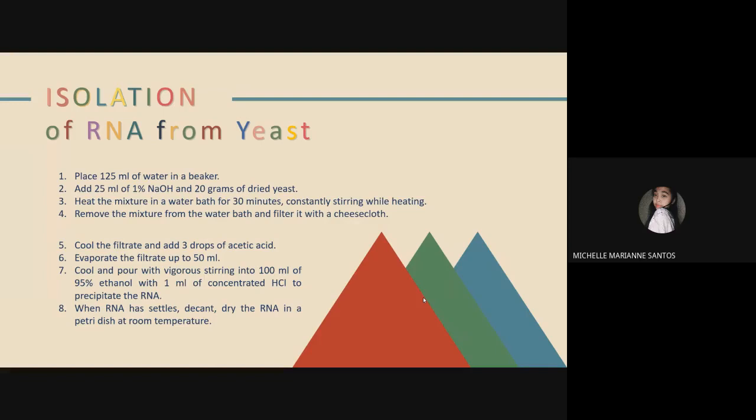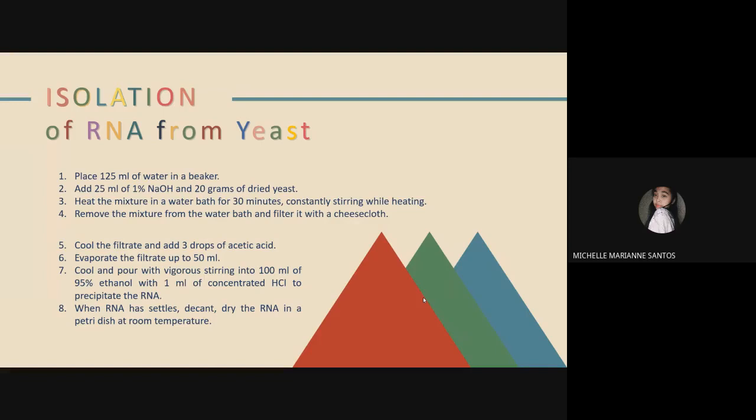Third, heat the mixture in a water bath for 30 minutes, constantly stirring it while heating. Fourth, remove the mixture from the water bath and filter it with a cheesecloth. Fifth, cool the filtrate and add 3 drops of acetic acid. 6. Evaporate the filtrate up to 50 ml. 7. Cool and pour with vigorous stirring into 100 ml of 95% ethanol with 1 ml of concentrated hydrogen chloride to precipitate the RNA. And the last one is, when RNA has settled, decant, and dry the RNA in a petri dish at room temperature.